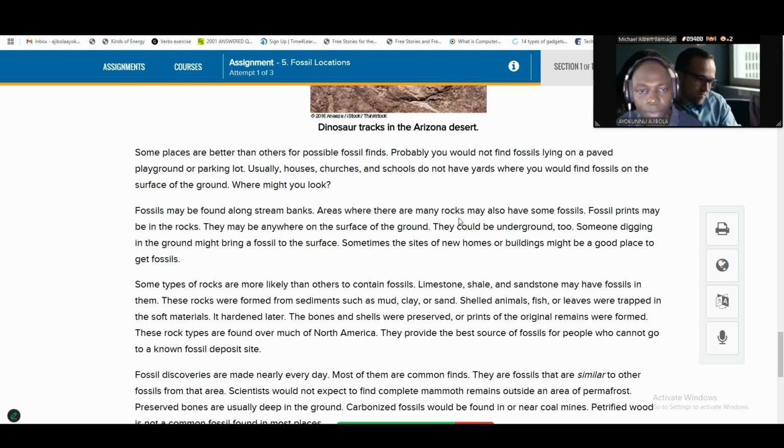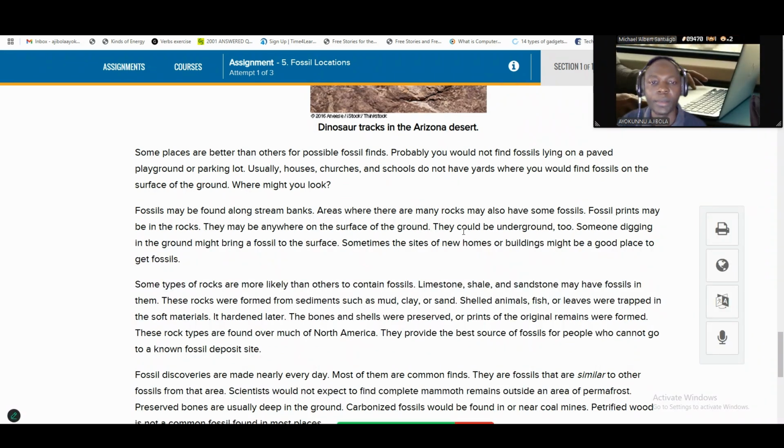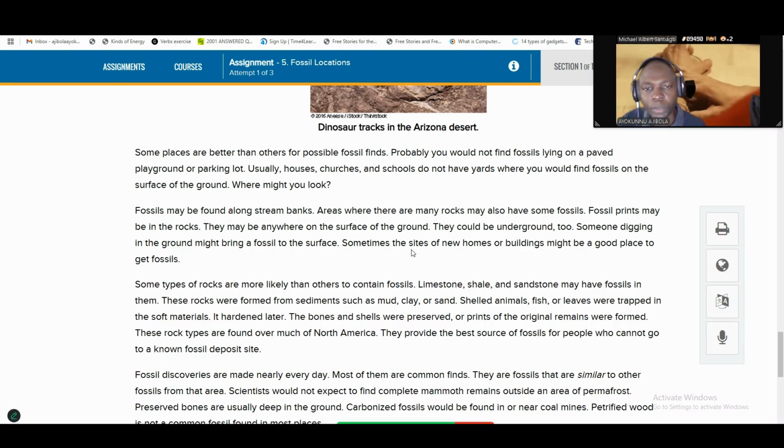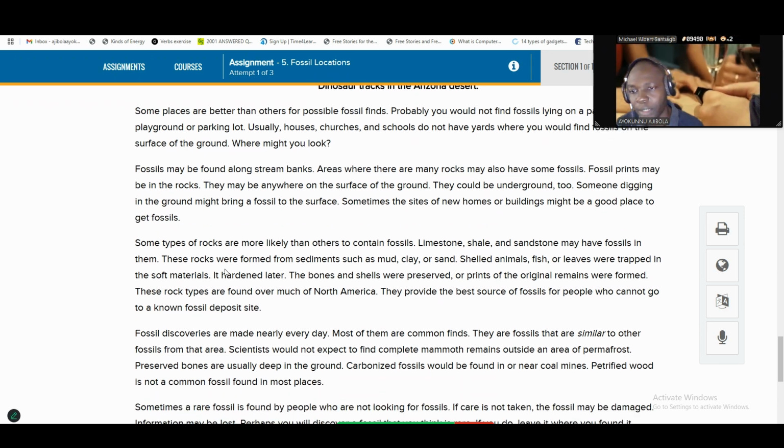Areas where there are many rocks may also have some fossils. Footprints may be in the rocks. They may be anywhere on the surface of the ground. They could be underground too. Someone digging in the ground might bring a fossil to the surface. Sometimes the sites of new homes or new buildings might be a good place to get fossils.